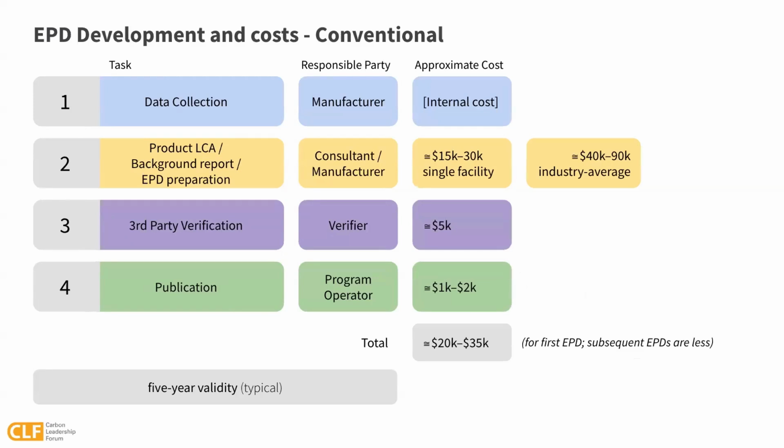So how much does this cost? Well, based on discussion with a few organizations that provide these services, we have listed approximate typical costs to the manufacturer for each of these steps. In this conventional model that I've described so far, a manufacturer might expect to pay somewhere between $20,000 and $35,000 for their first EPD, though it really varies quite a bit depending on the complexity of the work and the number of different facilities and products, and would likely be less for subsequent EPDs.